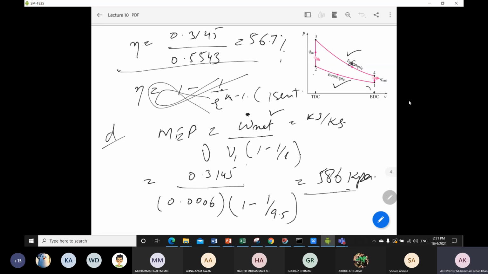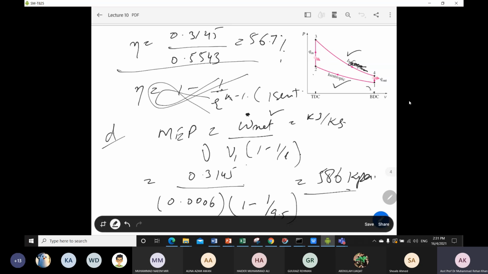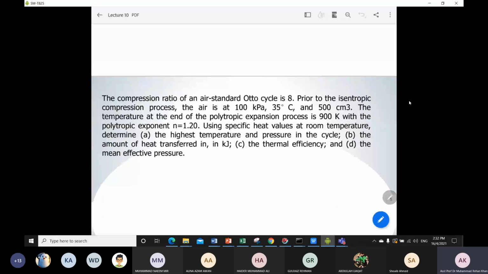Okay, so if you have any question you can ask me. And also by just assuming this process to be polytropic, you will get a value closer to your actual cycle, and that's why most of the time it is recommended to use polytropic processes to find the accurate efficiency for your cycle as well. Okay, so I hope there will be no question. It is an easy question, and there is nothing difficult over there.